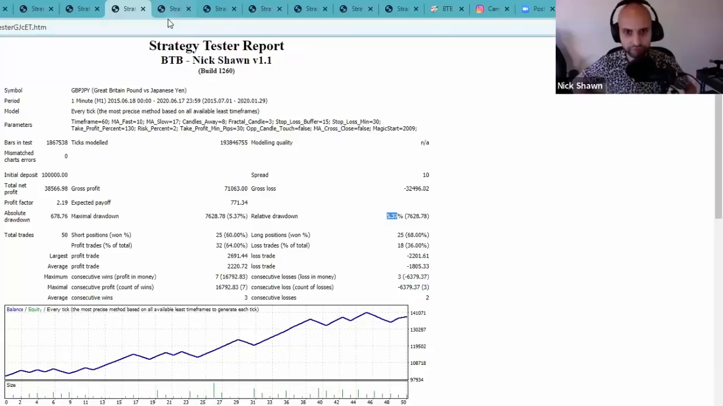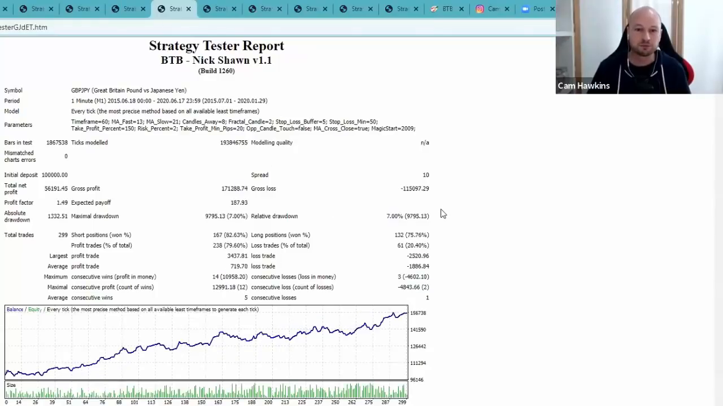Sorry, my little thing here is not letting me click on this one. Which one was this? This was different again on GJ. This one had a very high win rate. I think this was the one I sent you originally. Almost 80% win rate, ridiculous, with 299 trades and a 1.49 profit factor. Even so, I think the profit it was taking was less because it was doing the moving average crossover close.